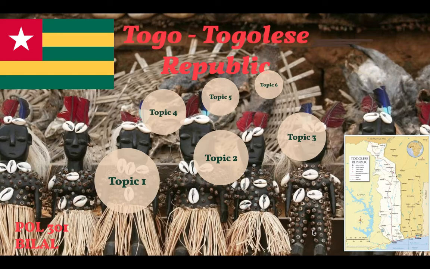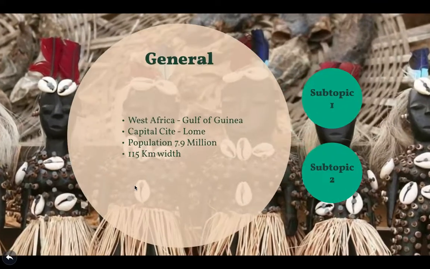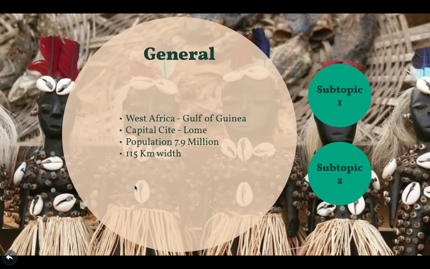The first part, we will look at general information about the demographics of the country, its location, and the geography of the country. Second, we will move to its history and its politics, then to its economy. Let's start with the general information about Togo.